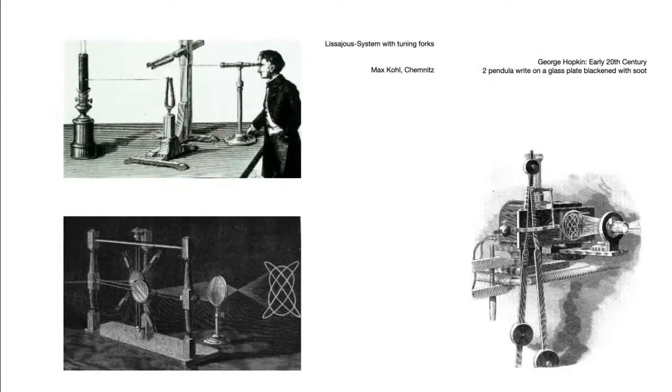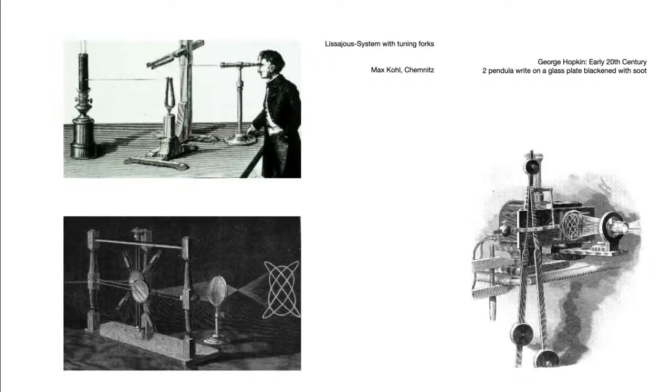Here we see some Lissajous projection systems. The top left is two tuning forks, which deflect a point of light from this kind of oil lamp. There are small mirrors mounted on the tuning forks. They are also perpendicular to each other, and the guy looking through this telescope is watching the point of light from the lamp and sees the deflection.